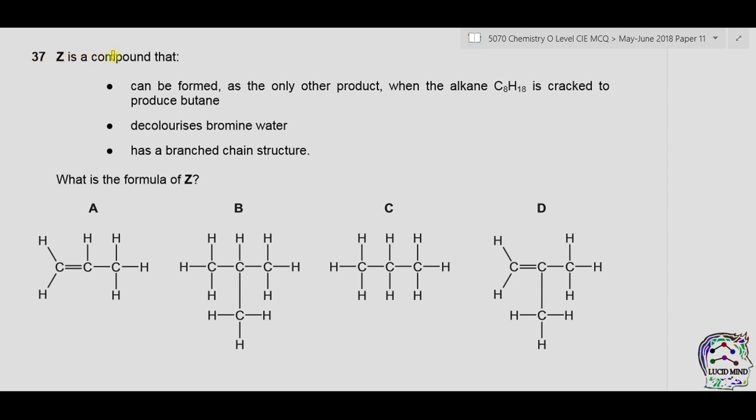Question 37. Z is a compound that can be formed as the only other product when alkane C8H18 is cracked to produce butane. It decolorizes bromine water. It has a branched chain structure. What is the formula of Z? Let's do the first one. We have cracking of C8H18.